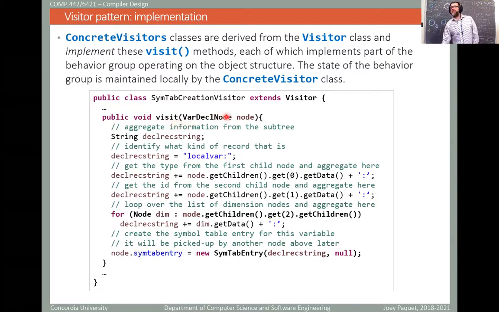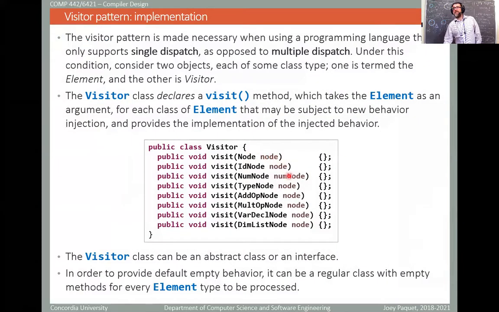So for every one of the node types which need to have a semantic action in a specific phase, you would have a visit for this specific type. If you don't want anything to happen, you just don't include anything in this concrete visitor. And then what's going to happen if you do that is that this method at the superclass level is going to be executed, which does nothing.